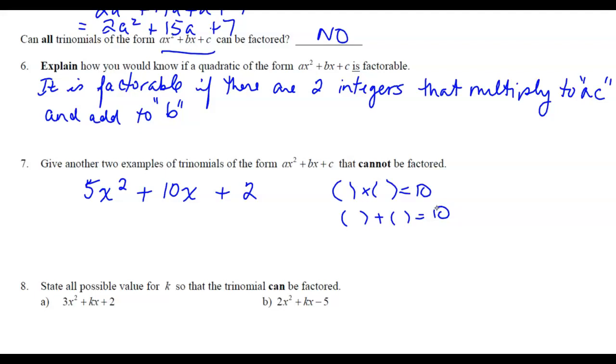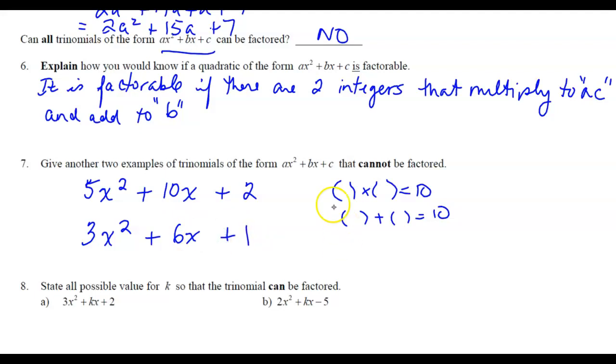There's an example. So if you make the outside product the same as the coefficient of the inside, that's one way of finding one that doesn't work. There's an infinite number of ones that don't work. This says find two examples. So now maybe I'll do a 3x squared, I'll put a plus 6x, and how about I put just plus 1.